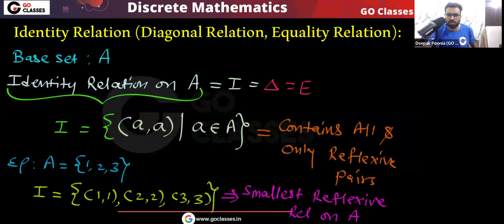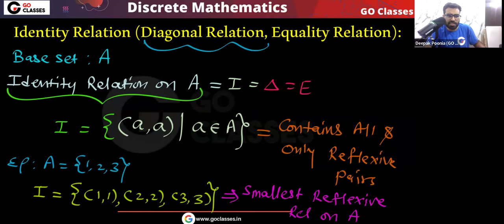Okay, I hope you understood. So this is the definition of identity relation. Why it is called diagonal relation, we will see. Why it is called equality relation, you can easily see, because in this identity relation we have ordered pairs (1,1), (2,2), (3,3). So that is the reason this is called equality relation.